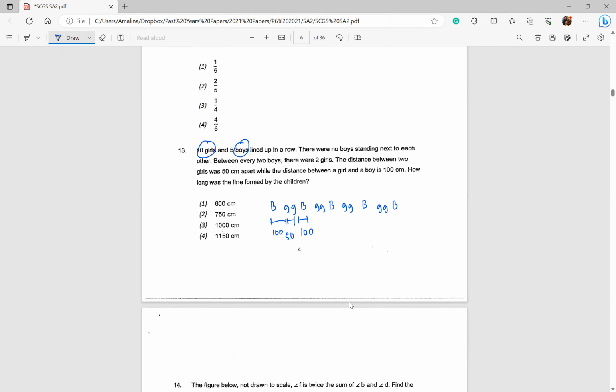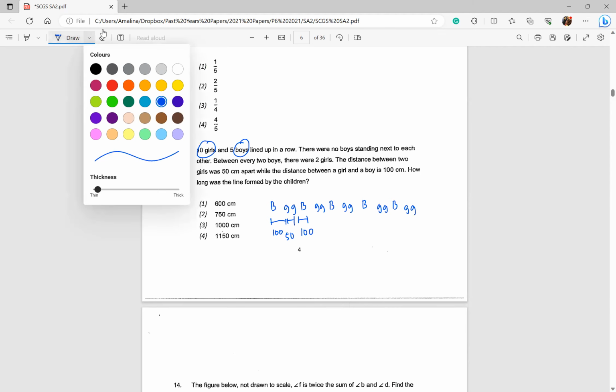I have 5 boys now, but I only have 8 girls. So include 2 more girls at the back. Okay, so this is how the line should look like: 10 girls and 5 boys. Now, how do you find the distance? Let's group this up. So this is considered as one group.